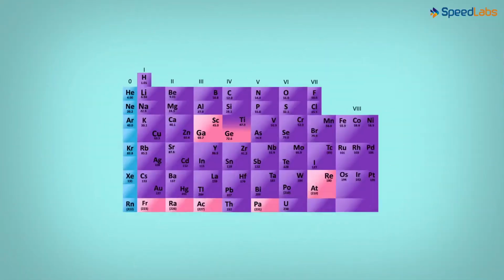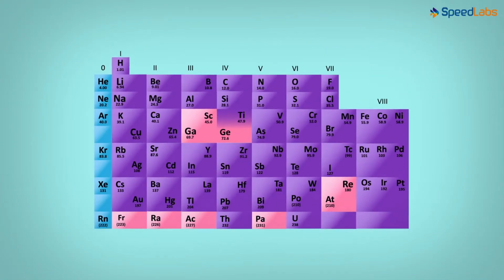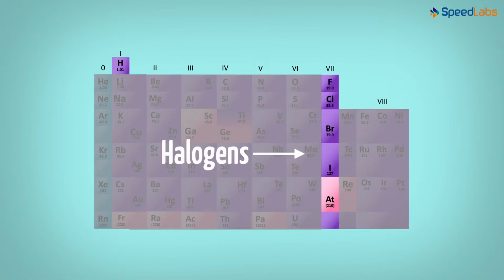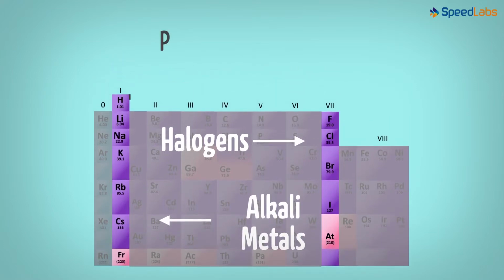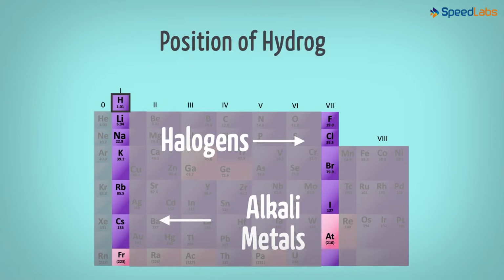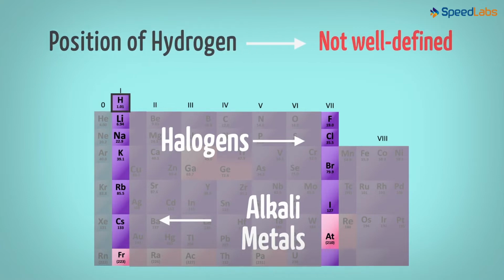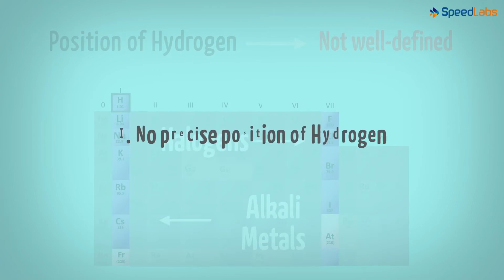So these properties indicate that hydrogen needs to be placed with halogens, right? Do we place them with alkali metals or with halogens? Not clear, right? Well, this is why we say that the position of hydrogen in Mendeleev's table was not well defined. Thus, no precise position of hydrogen was the first drawback.